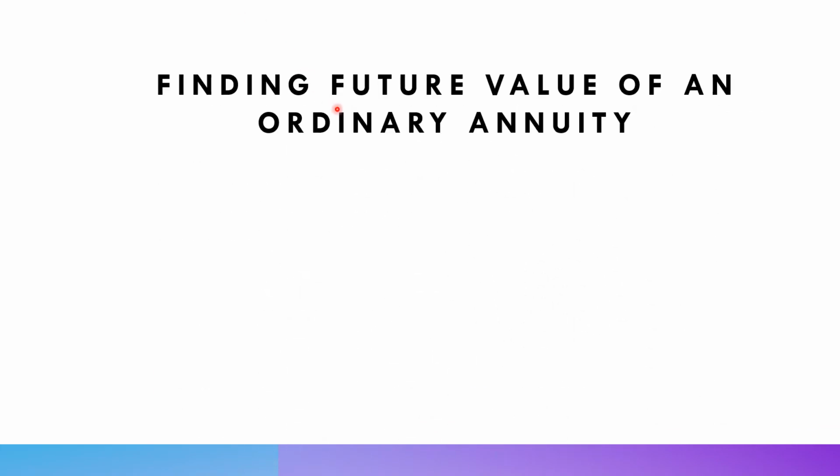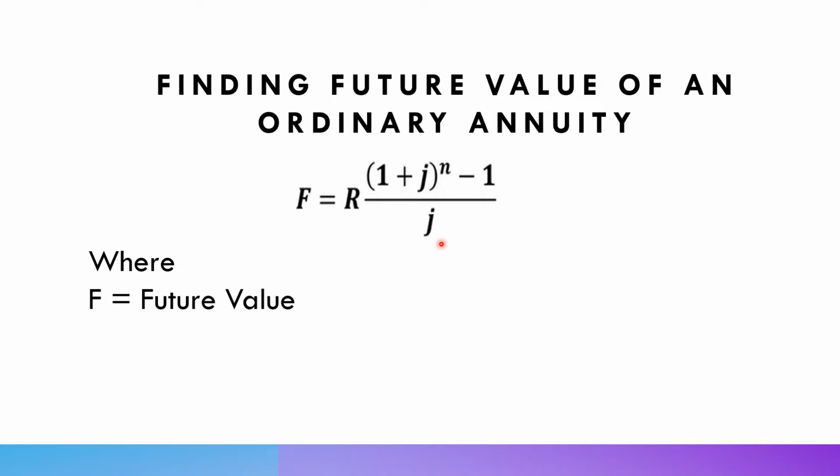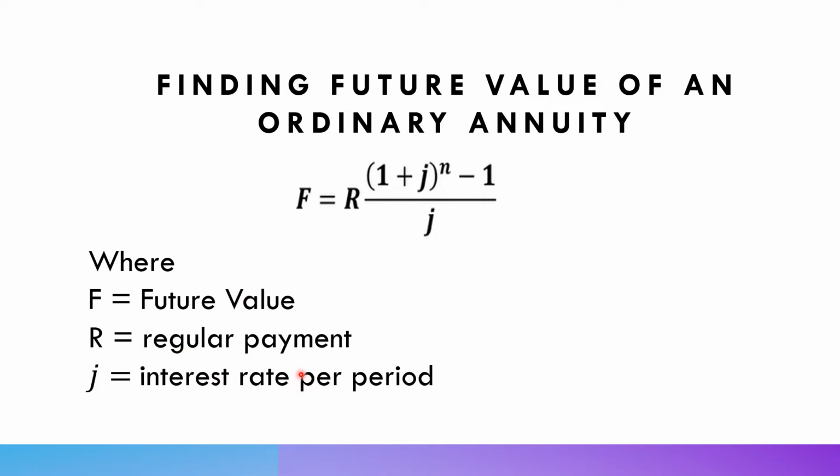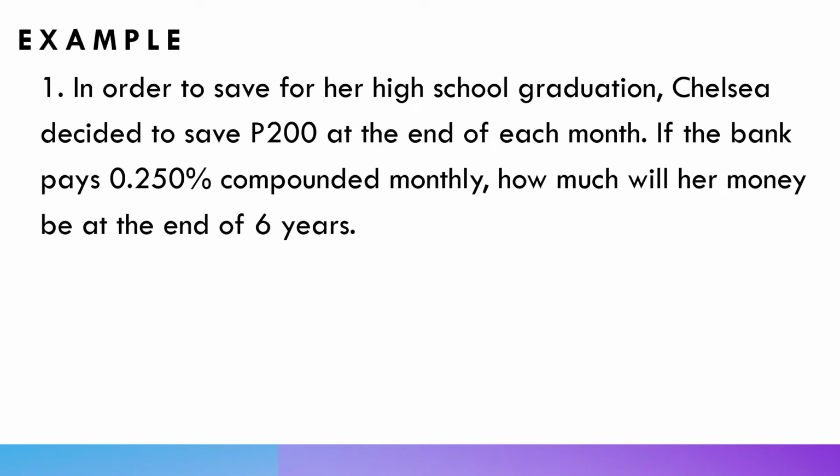Next is finding the future value of an ordinary annuity. We are going to use this formula. F for the future value is equal to R times the quotient of 1 plus j raised to n minus 1 all over j. So F stands for the future value, R stands for the regular payment, j is the interest rate per period, and n is the number of payments.